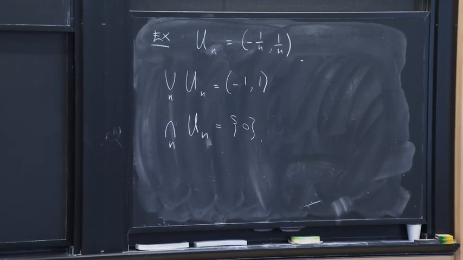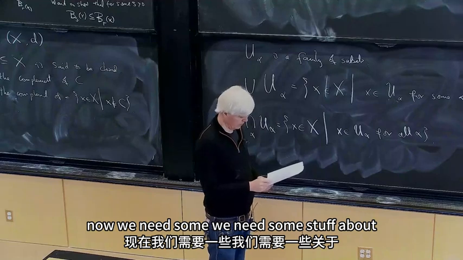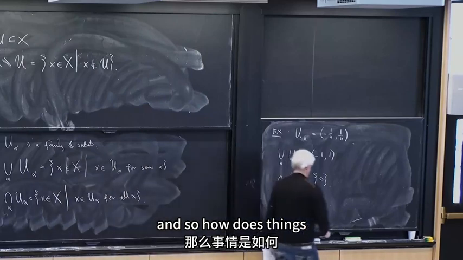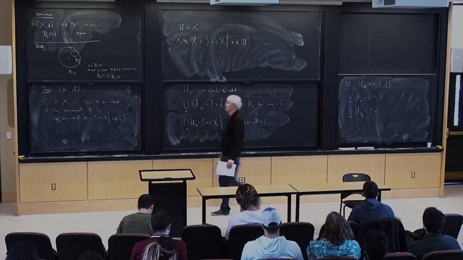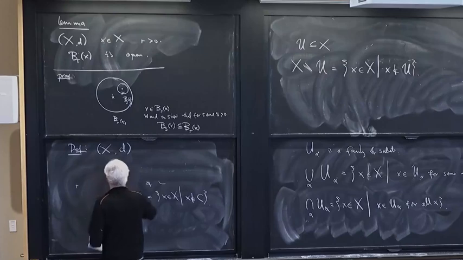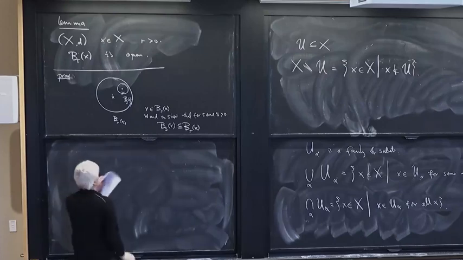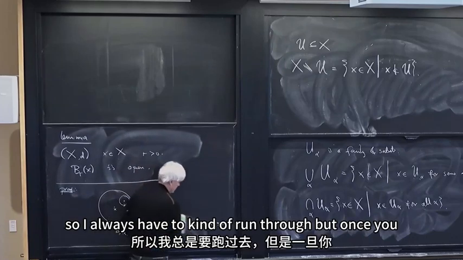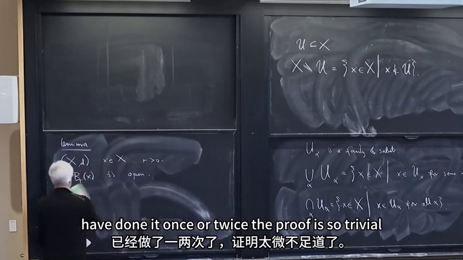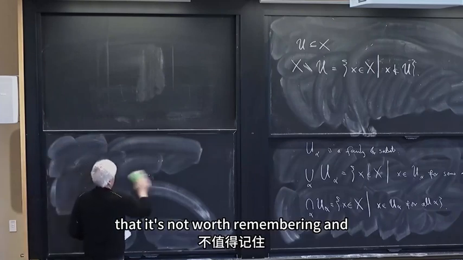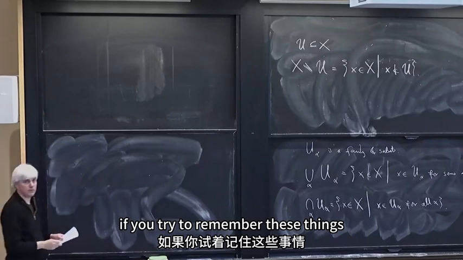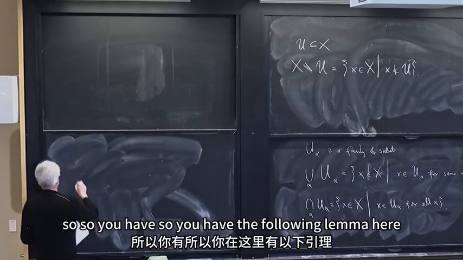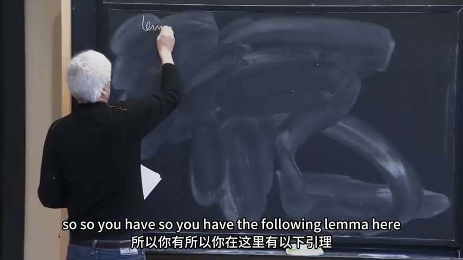Now we need some stuff about operations of sets. There are some standard operations, and my recommendation is to not try to remember this. I don't remember it myself, so I always have to run through it, but once you have done it once or twice, the proof is so trivial that it's not worth remembering. The danger is that if you try to remember these things, you may remember it wrong, and that's much worse than just running through the proof. So, you have the following lemma here.